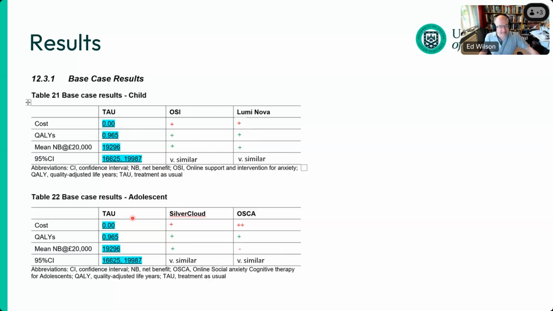Similar idea in the base case. Sorry, in the adolescents, Oscar was slightly more expensive than the others because it was a longer program, but we didn't have the evidence to say whether or not it was more effective. This was actually the only one that had any decent evidence. All the others were really, really sketchy evidence. So I was worried about this unfairly penalizing this intervention. But the key thing to focus on is that the confidence intervals around the net benefit were very similar.